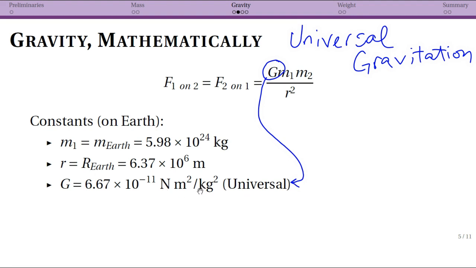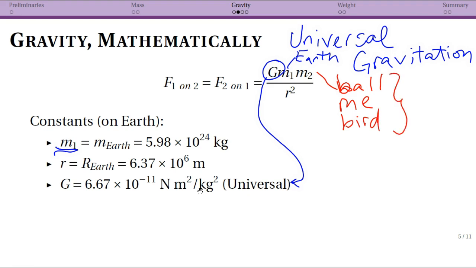But now let's imagine that we're on Earth. We're thinking of M1 as being the Earth, right? So M1 is the Earth. So M2, now we're not going to think about this for the sun, we're just going to think about this as some random object, right? This could be a ball, this could be me, this could be a bird, whatever you want. We're just going to talk about some sort of object that's on Earth, and we're thinking about the magnitude of the gravitational force between whatever our object is and Earth. So the mass of the Earth is fixed. We can plug that in. The radius of the Earth is fixed, and the reason this goes in is that the distance we are from the center of the Earth is basically just the radius of the Earth.